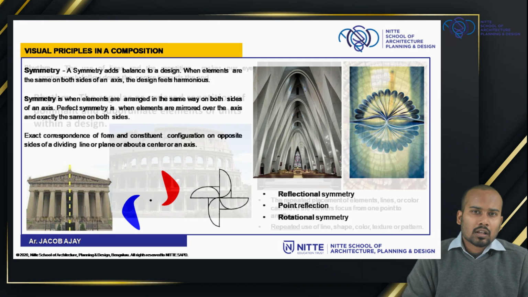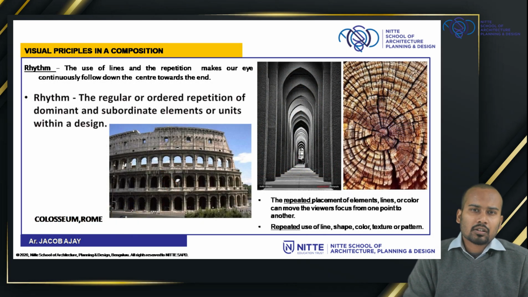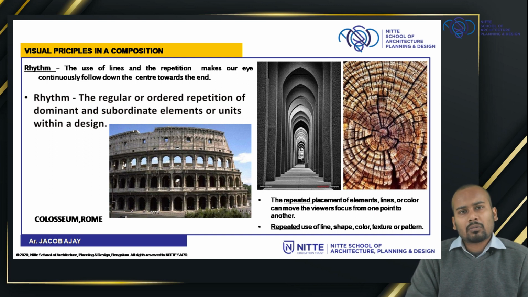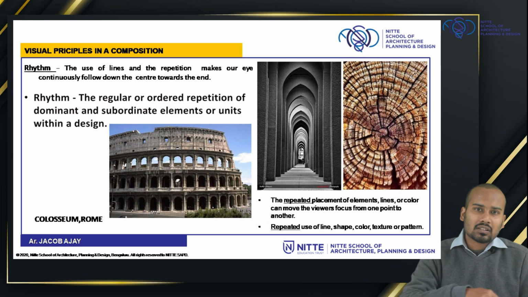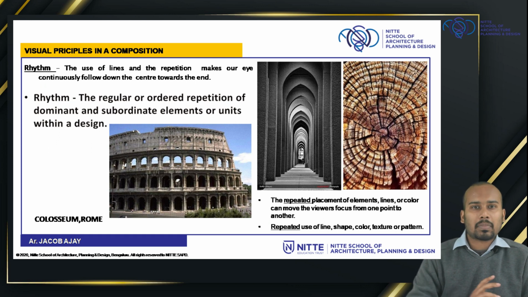What is rhythm? The use of lines and repetition makes our eye continuously follow down from center to the end. So the repetitive use of lines, form, shape, texture, pattern makes the viewer look from one end to the other. Example, the Roman Colosseum, where you can see a row of series of arches and pillars, so that you are just seeing a rhythmic pattern there.